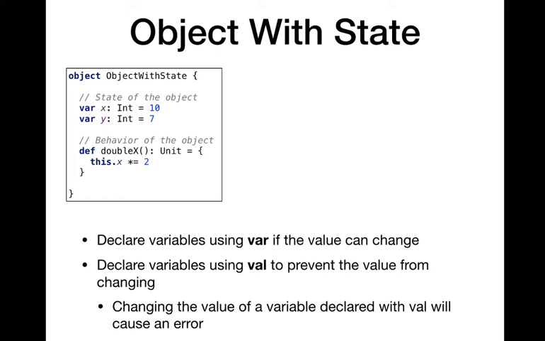If we declare it with var, that means these are variables, and the values in the variable can change or vary, as the name implies. These variables can vary their values. So we're going to declare these with var and say that this x and y can change.